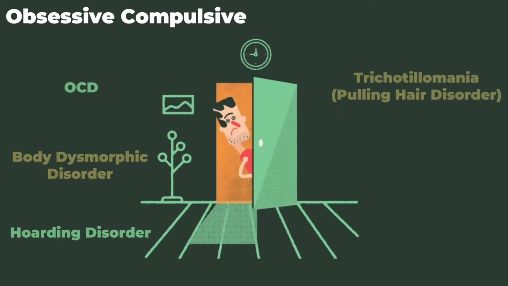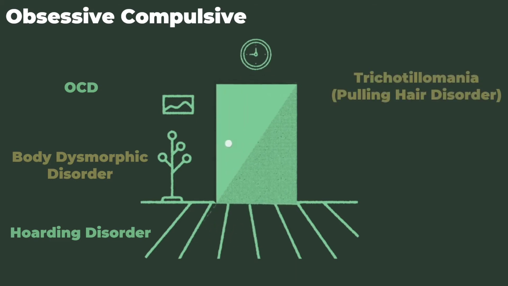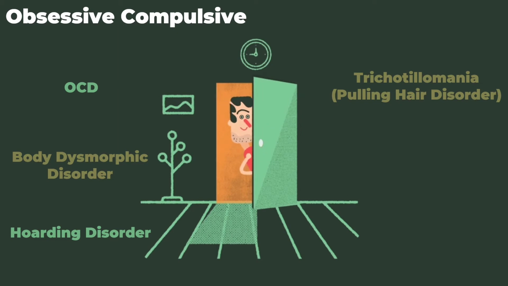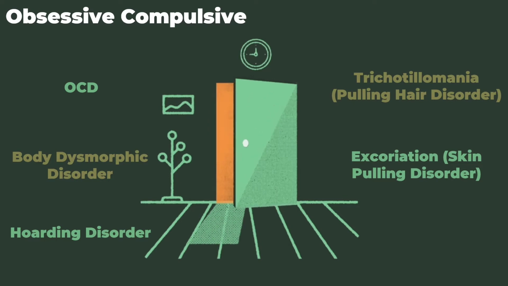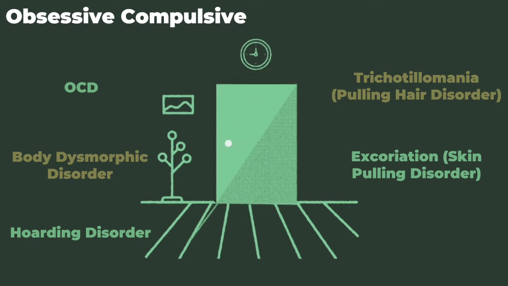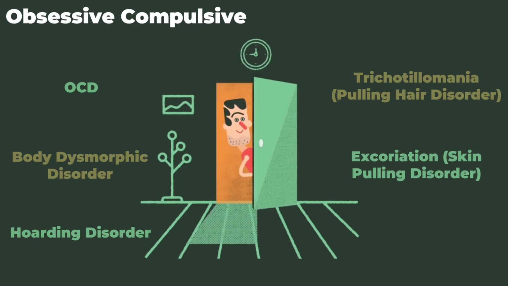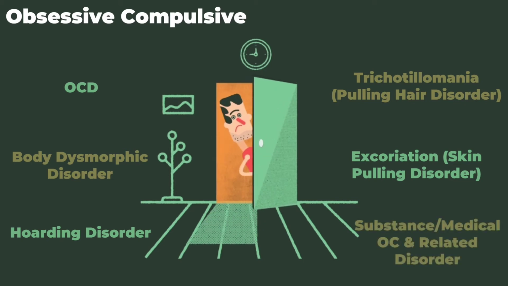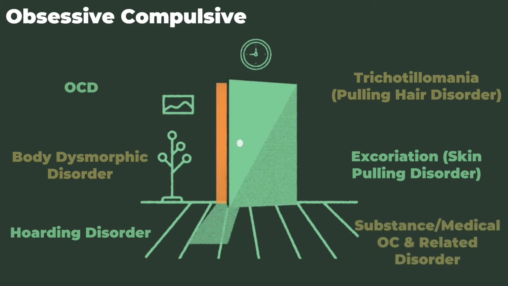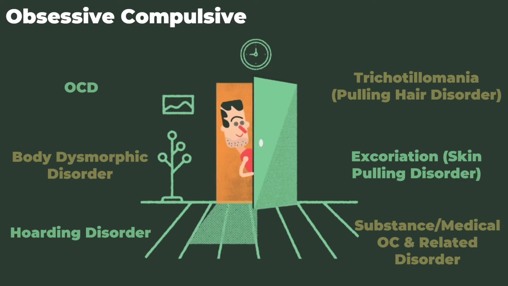Next is trichotillomania, or hair-pulling disorder. It is a recurrent pulling out of one's own hair. Next is excoriation, or skin-picking disorder. It means a recurrent picking at one's own skin. Next is substance or medication-induced obsessive-compulsive or related disorder, which is caused by a medical substance.